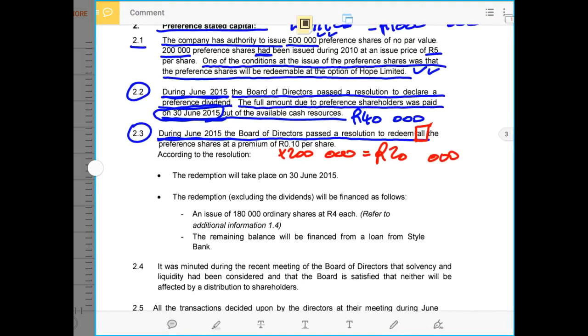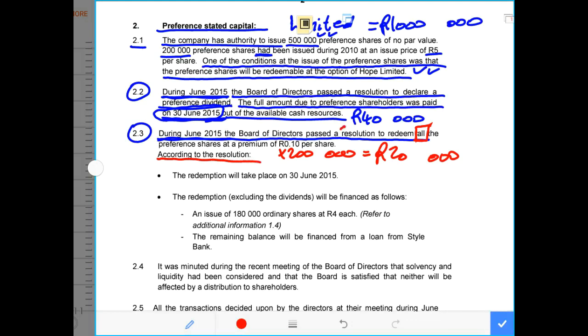Then after, they further say to us that according to the resolution, remember this is the resolution we're talking about, the one that was passed. The director has passed a resolution. So now they say according to this resolution, the redemption will take place on the 30th of June 2015. That means these shares will be redeemed completely on the 30th of June 2015 and be removed from the books of the business. Then after, they say now the redemption excluding preference dividends, take note of that. That means in the redemption we must not include the preference dividends.